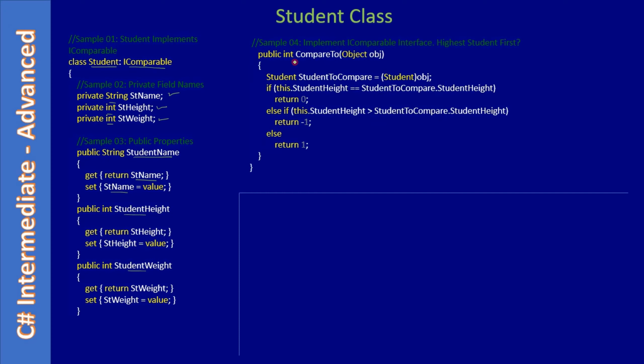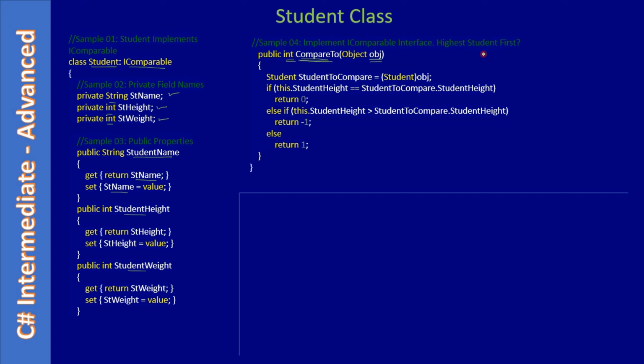Next, we implement CompareTo method. CompareTo method returns an integer. We already talked about this method in theory part. So this is the obj. So each time the collection class, it can be array list or linked list or whatever collection class you use in C#, the moment you make a call to sort, it will make use of this CompareTo method.